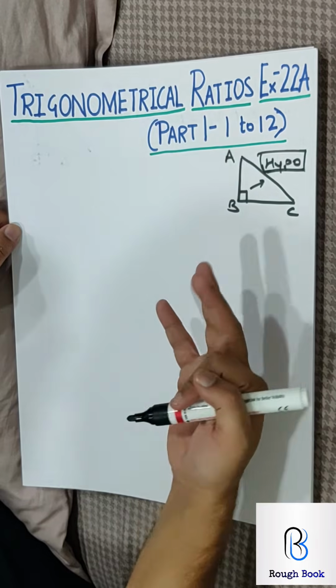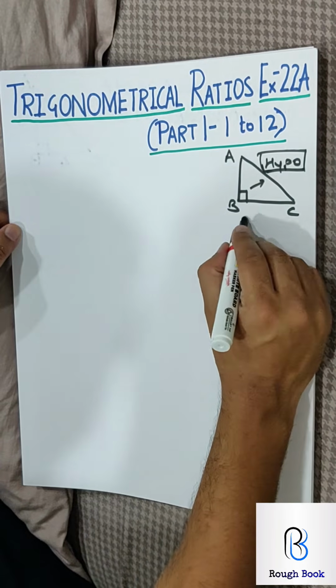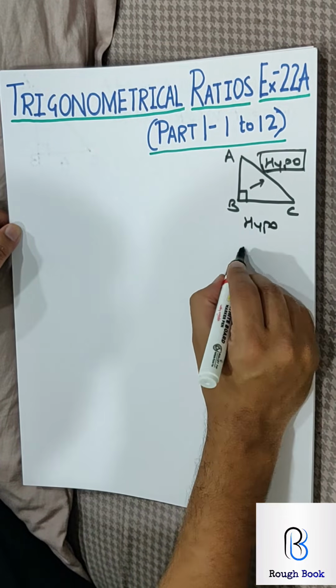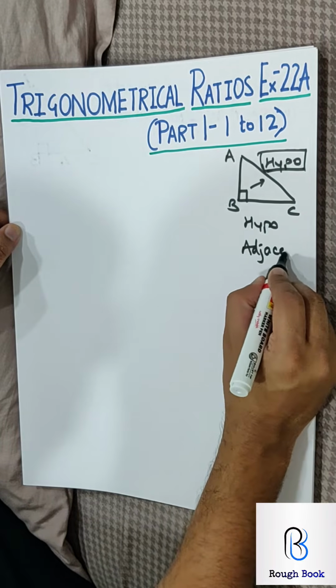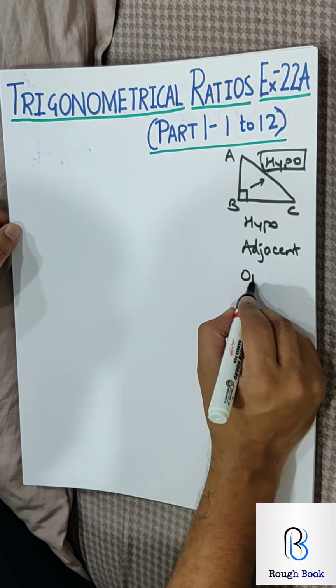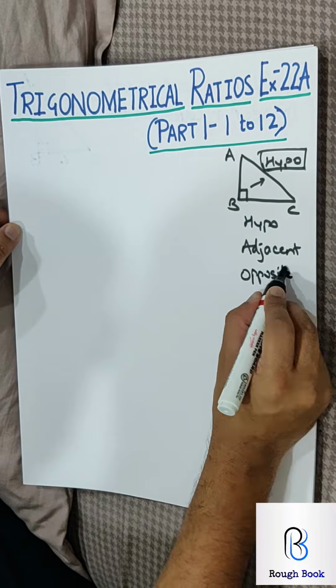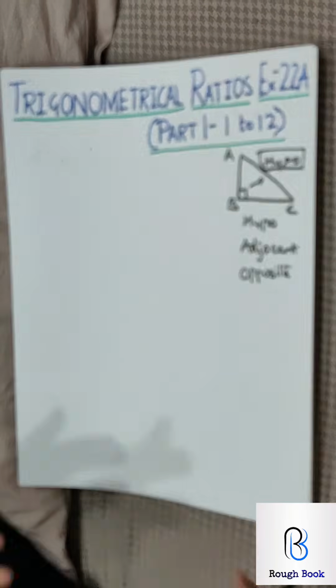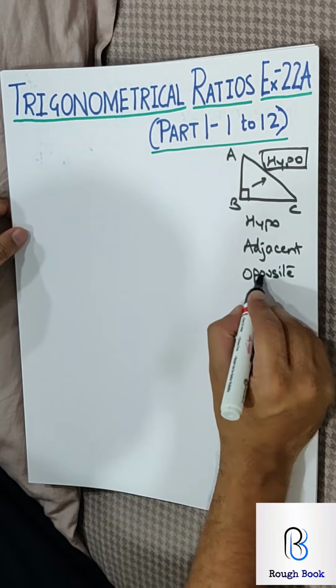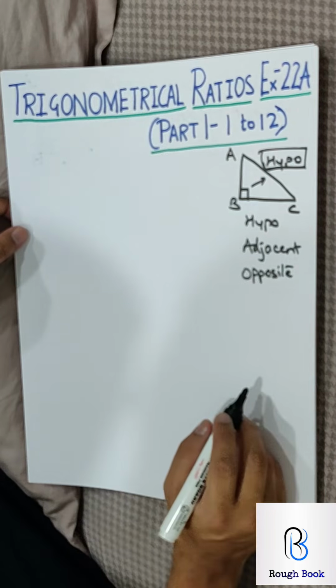Now in trigonometry, there are 3 things that you need to have. One is hypotenuse, second is adjacent side, and third is opposite side. In your textbook they have used base and perpendicular. You can use that also. I am more comfortable with adjacent and opposite, so I am using this. So whichever way you are fine, you can do that.